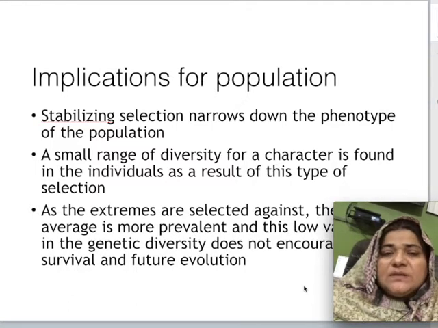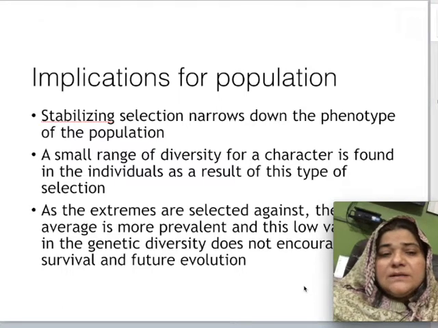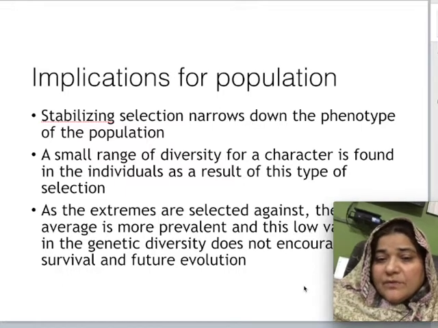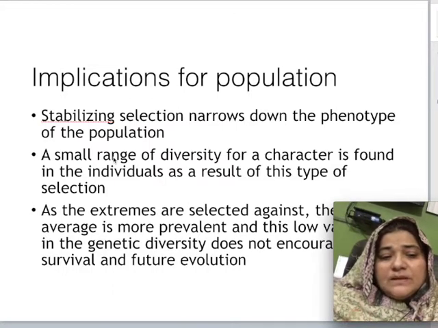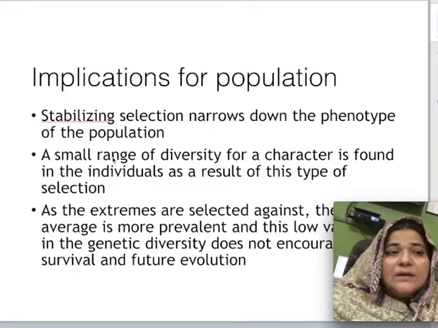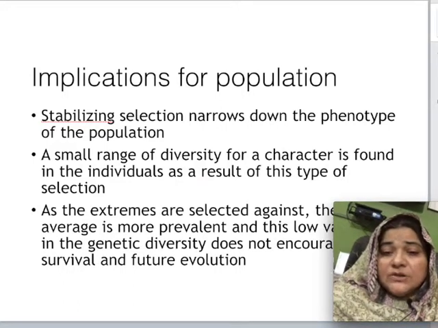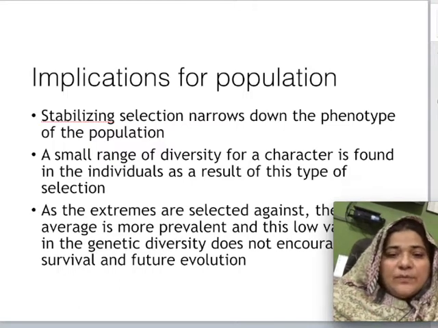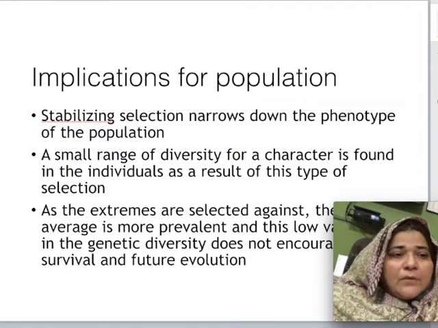So as the extremes are selected against, the average is more prevalent, and this low variation in the genetic diversity does not encourage survival fitness as well as future evolution. So this was about stabilizing selection. Please remember the graph that we made, the graph of normal distribution that is found almost everywhere in nature, because the other two graphs are going to be slightly different from what we are doing right now in stabilizing.